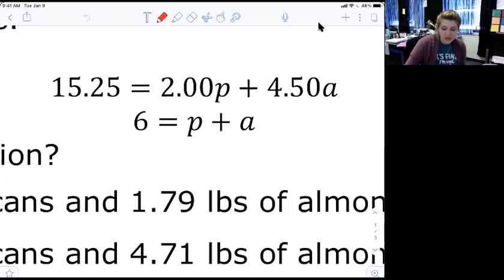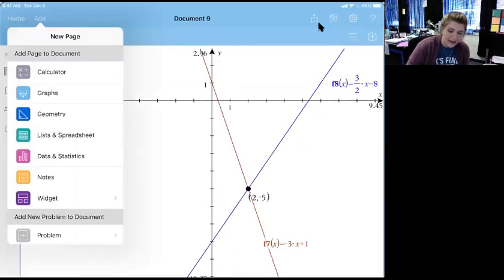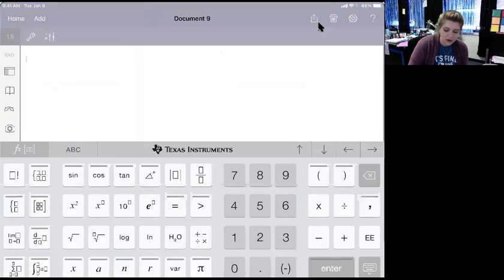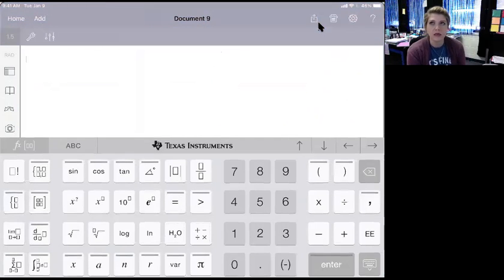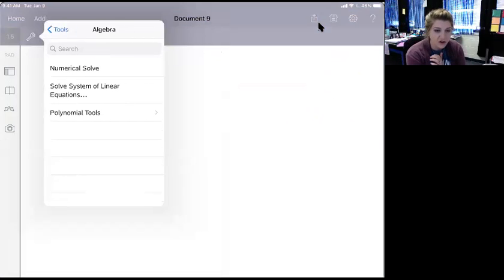So here's how this is going to work. Go to your TI Nspire. And again, this is the same for the kids that are in my class. You're going to click add and you're going to click calculator page. Everybody click calculator page. Promise you it's super duper easy. The next thing you're going to do is click on the wrench button. You're going to go to algebra. And then you're going to go to solve systems of linear equations.